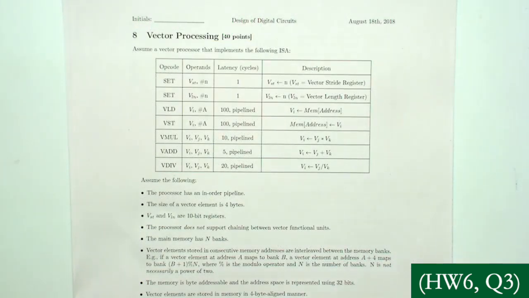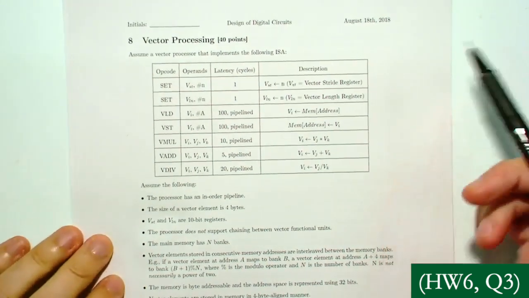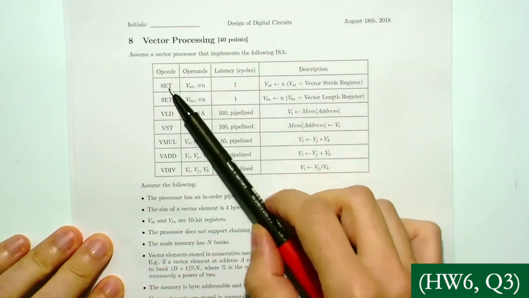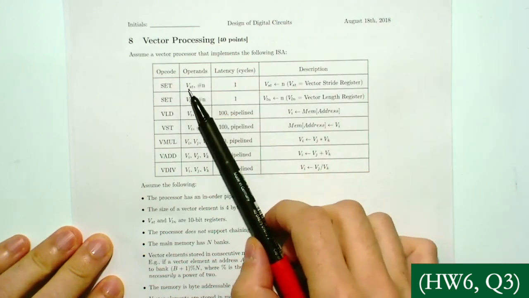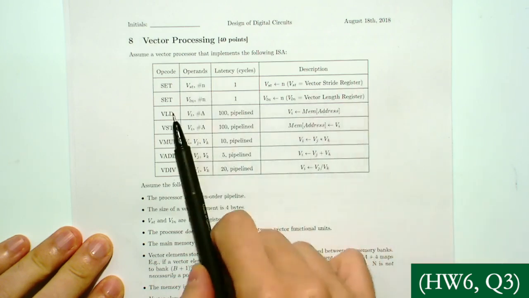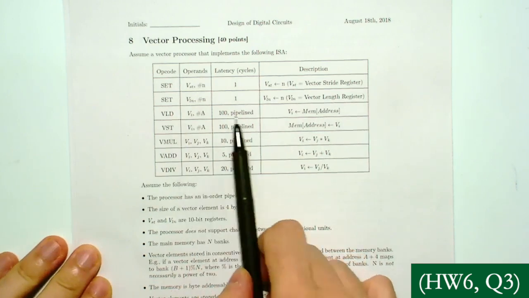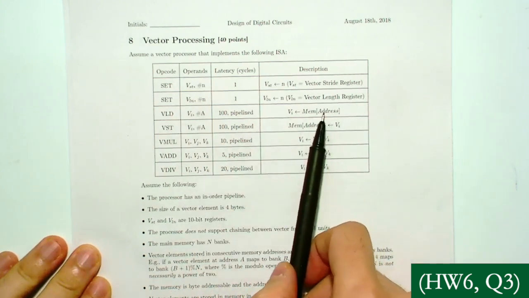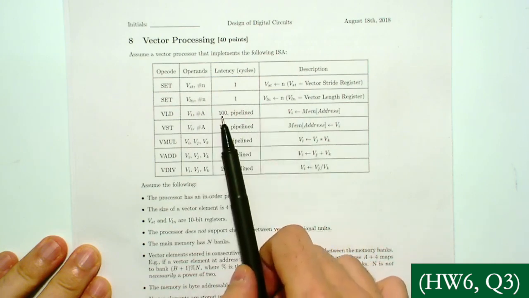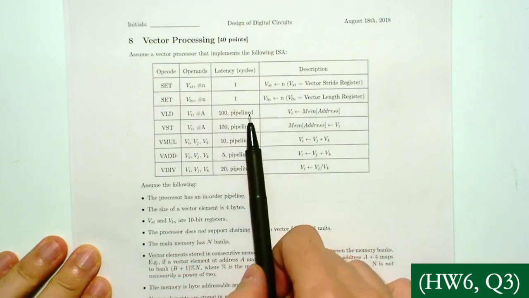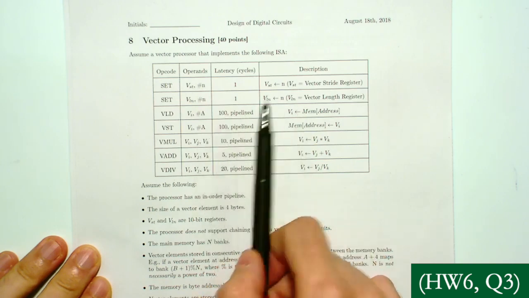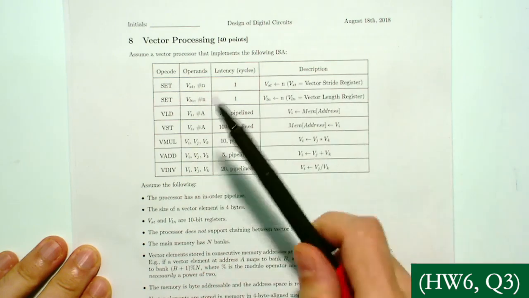Okay, this question is about vector processing. So we assume a vector processor that implements the following ISA. We have set instructions to set the vector stride register and vector length register. We have load, which loads from memory into a vector register. This takes 100 cycles, and is pipelined. 100 cycles per load.